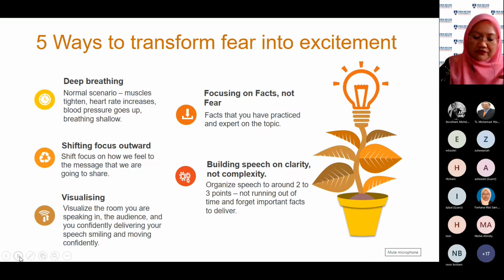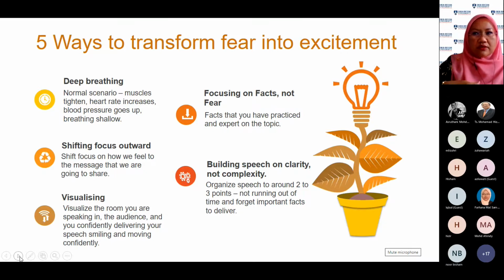Next one is to shift focus outward rather than inward. Rather than focusing on your fear, you focus on what you are going to deliver, the content, the message. As you know, the most important thing is to get that content across for your consumers, for your customers, to know your product, to get what you're saying.